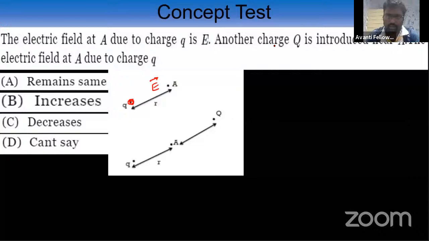Another charge, plus q, is introduced. This is the first situation; these are two different situations. In the second situation, I introduce a new positive charge, small q, near A. What is the electric field at A due to Q? Option A remains same, option B increases, option C decreases, option D can't say.